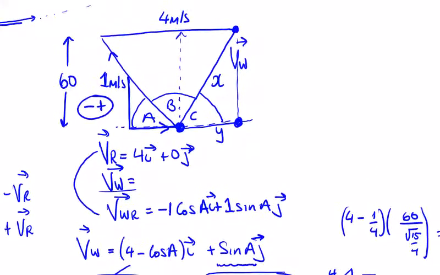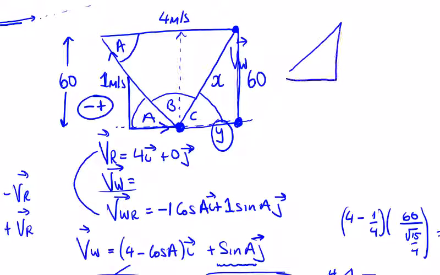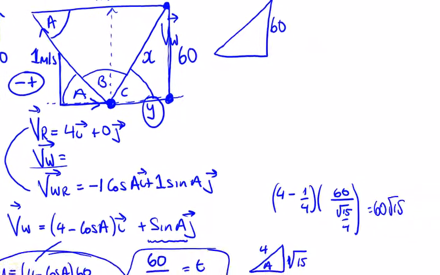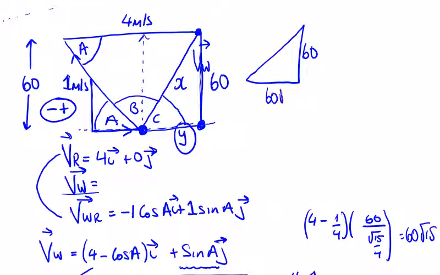60 root 15 is what distance here? We were dealing with our angle A in here, but we got y over here, so we have this side, we have our 60, what do we get here? 60 root 15. So this distance here, we haven't called anything z yet. z is equal to the square root of 60 squared plus 60 root 15, all squared. That works out to be 240 meters exactly.